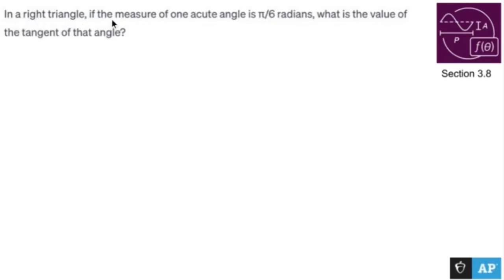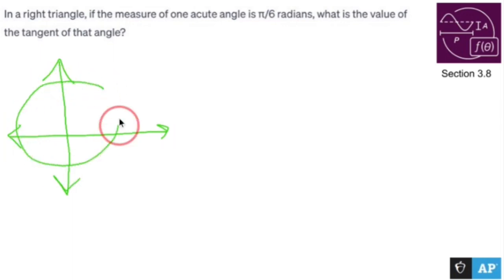In a right triangle, the measure of one acute angle is pi over 6 radians. What is the value of the tangent of that angle? Well, I know it mentions right triangle, but I'm going to view this from the viewpoint of a unit circle, because if you remember, the unit circle gives you parts of a right triangle.